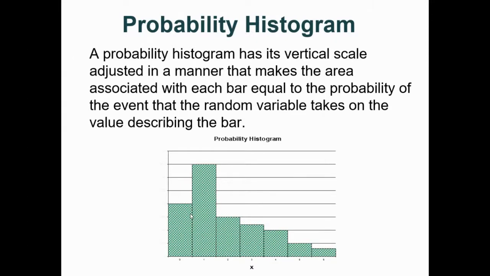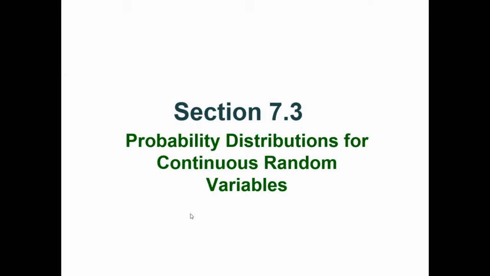Okay, so this isn't in your notes, but just to jumpstart us into talking about continuous: a probability histogram has its vertical scale adjusted in a manner that makes the area of each bar equal to the probability that the event occurs. Where this really plays in is when we look at continuous random variables, which we're about to look at next.